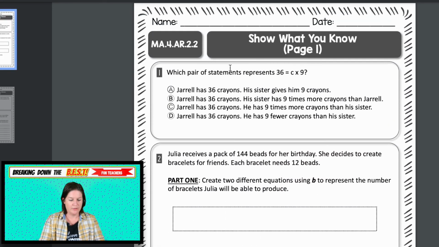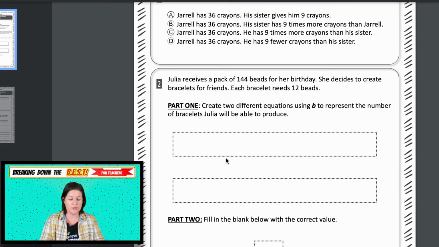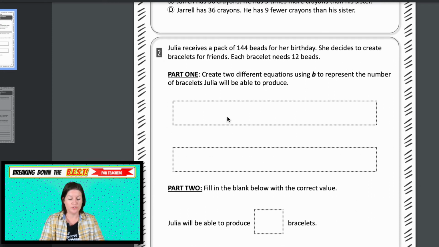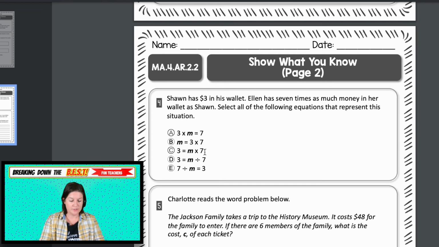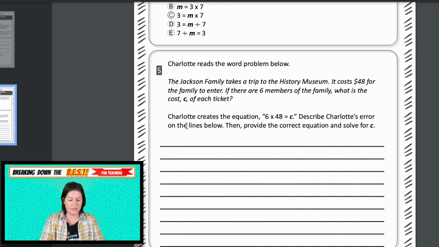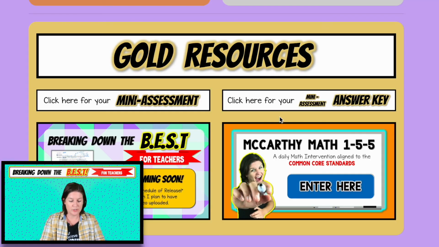We've got variables. This time we're given an equation, but choosing the scenario that matches that equation. Here your students will have to generate their two different equations and solve. Here are some equations, and then creating another equation. So you can see a lot of the emphasis is placed on the student to create the equation. Your answer key is right here.